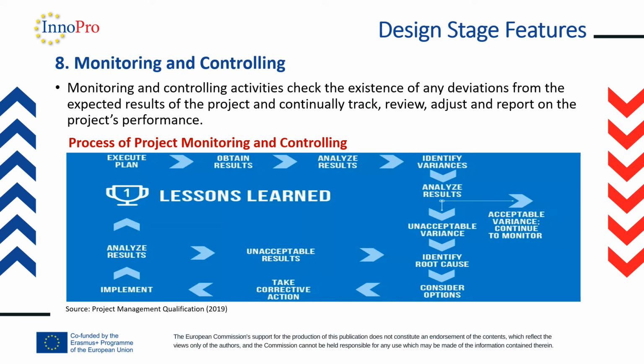Almost at the end of the design stage, it's necessary to plan monitoring and controlling activities and processes that we plan to use in our project for identification of any deviations from our expected results during the continual work of the project. This is very important to use, because without monitoring and controlling, we will miss what we can call lessons learned, and we do not identify what is wrong and where we have problems with project performance.